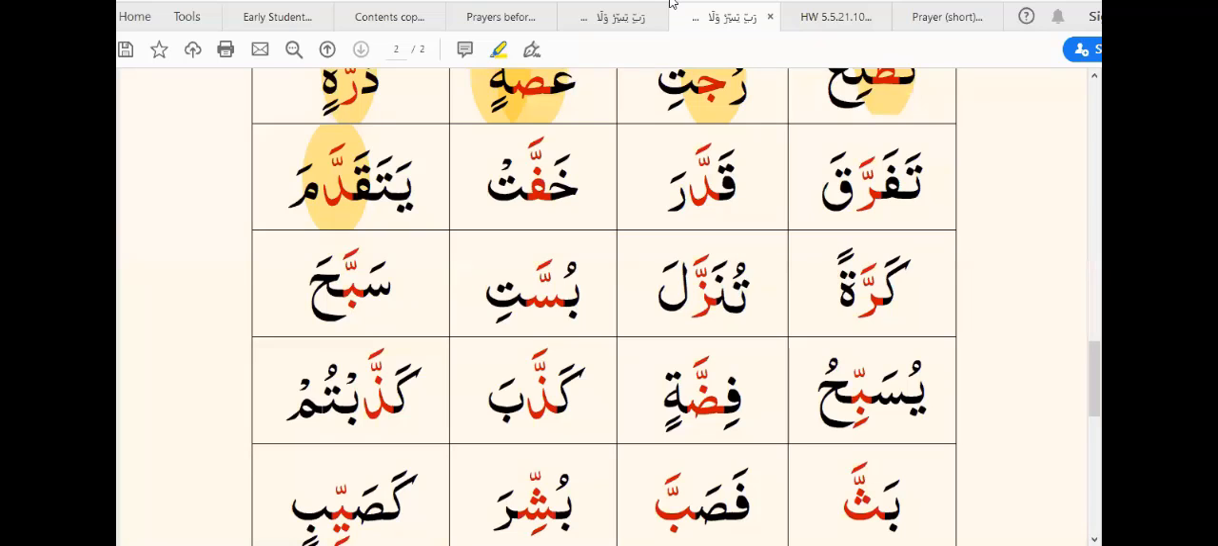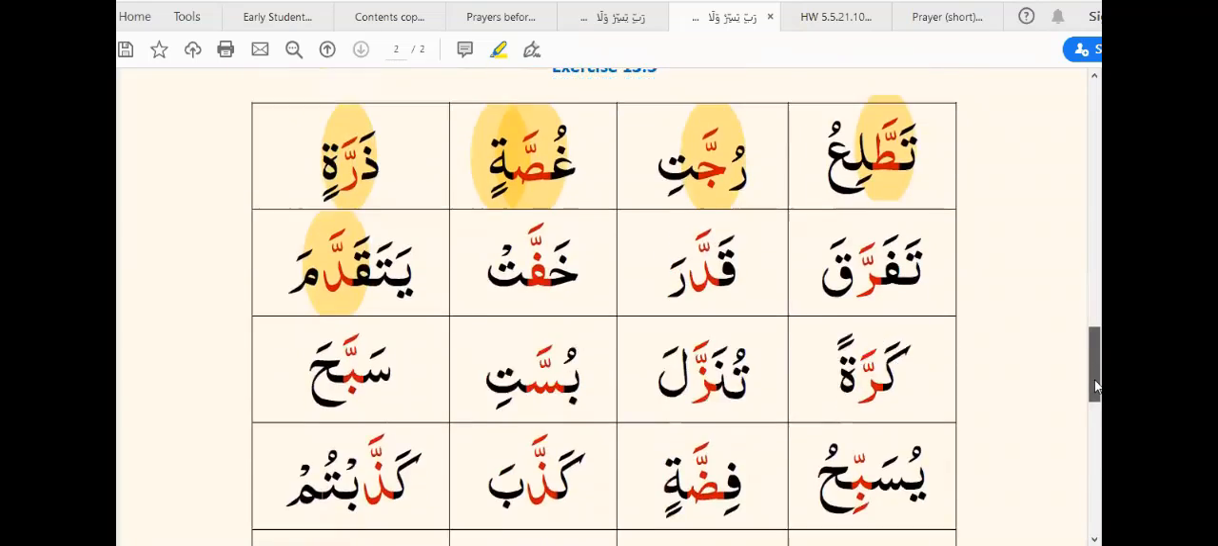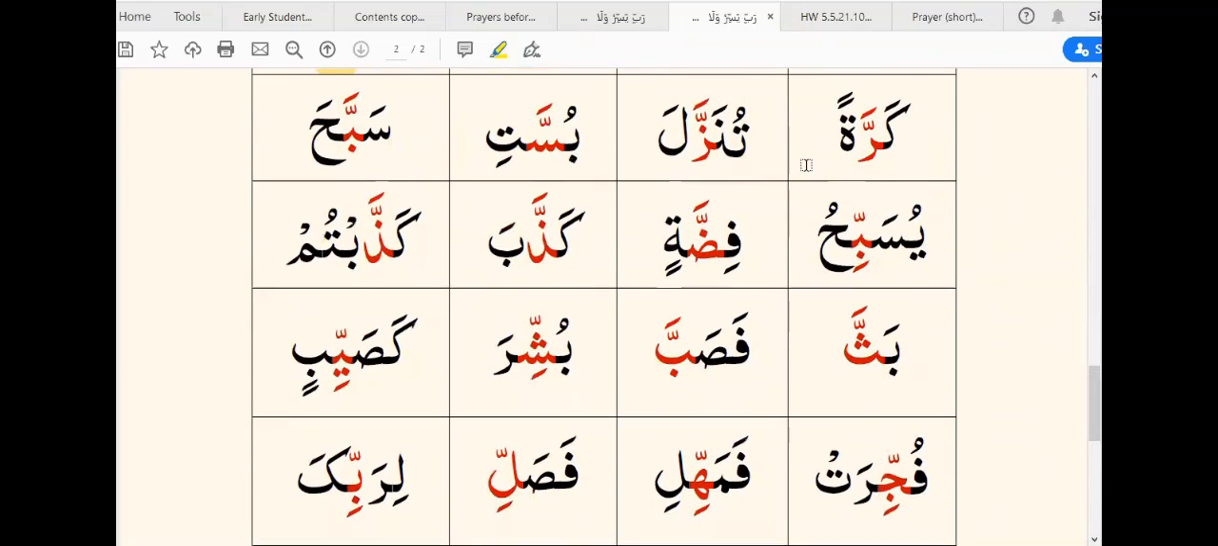Jazakumullah for asking. So, do you understand everything so far? Yes. That's good, alhamdulillah. So, we're going to start from this line over here. So again, letter Ra has a shadda on top of it. So we're going to produce the sound 2 times. Karratan. One more time. Karratan. Good.